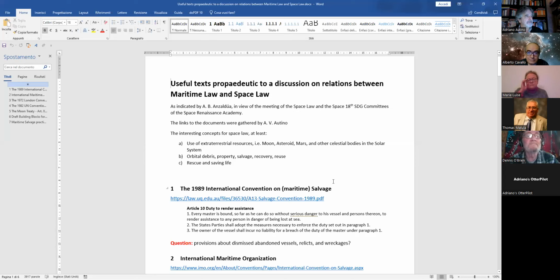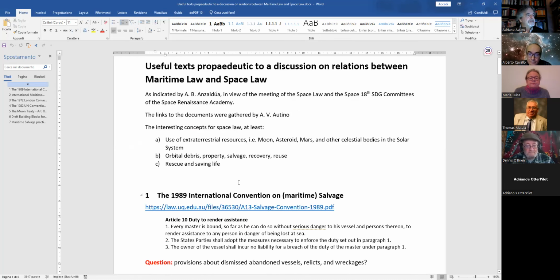What I think is interesting for us for space law is at least these 3 points: use of extraterrestrial resources like the moon, asteroids, Mars, and other celestial bodies in the solar system; then orbital debris, property, salvage, recovery, and reuse; and rescue and saving life. First of all, let's understand if these are the 3 points interesting for us, or whether we have some other point. Should we add some item?